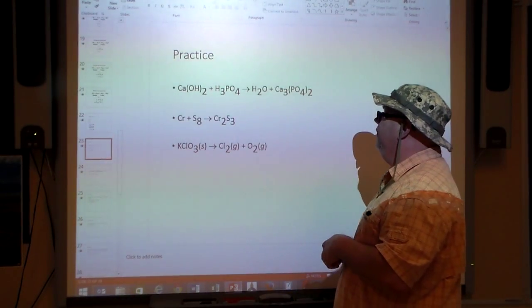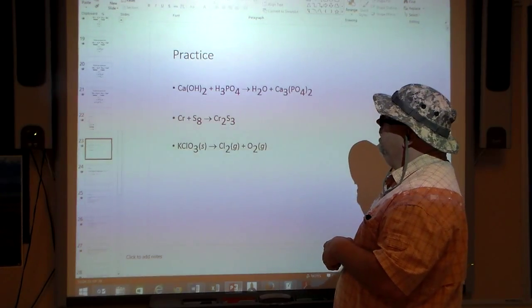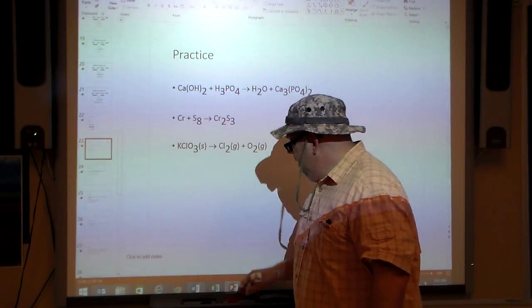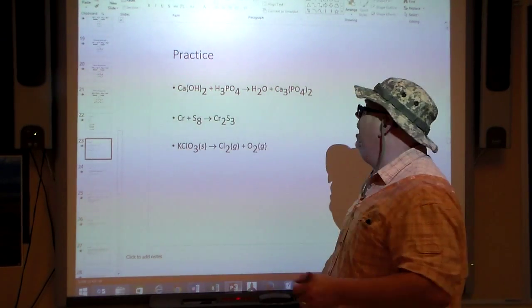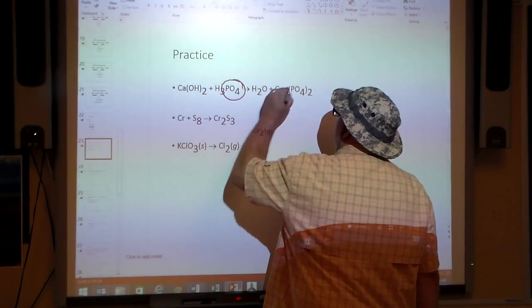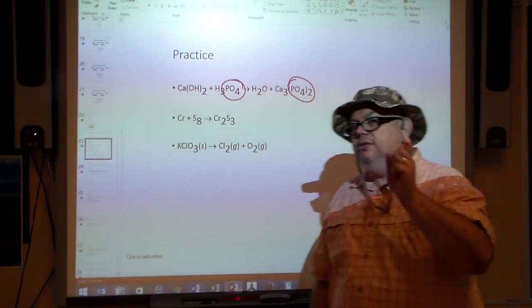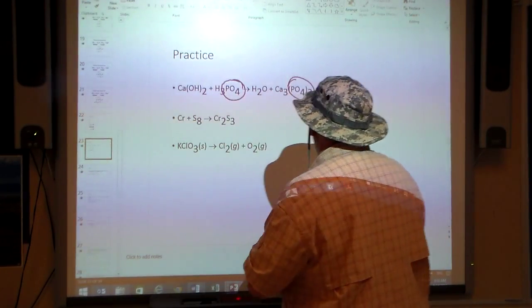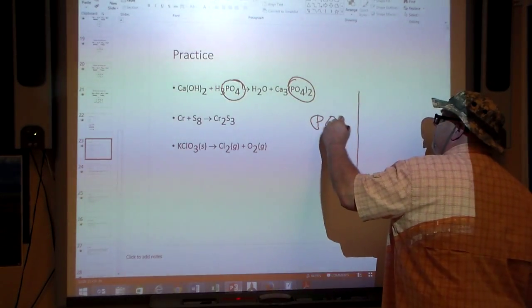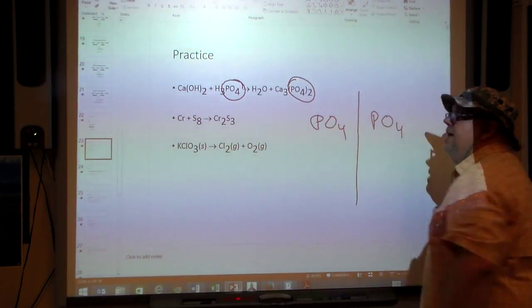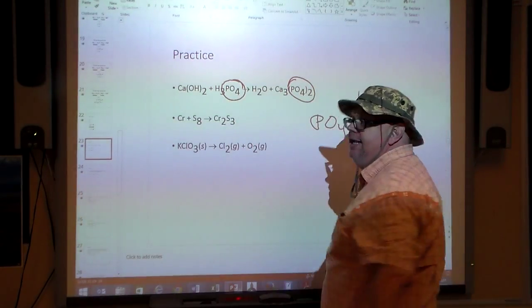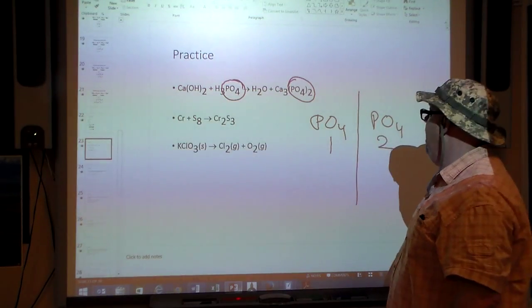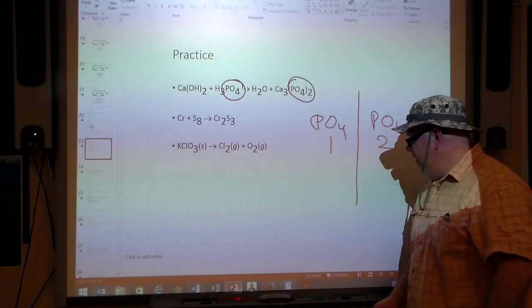Let's take a look at this one here for a moment. I want to point out something about this equation. When you split it up, you see that PO4? You can put that together as one unit. When you're working your products and your reactants, you can have the PO4 like this, and the reason is it doesn't change. So you start out with 1 on the reactant side, 2 on the product side. That's what you've got right here.